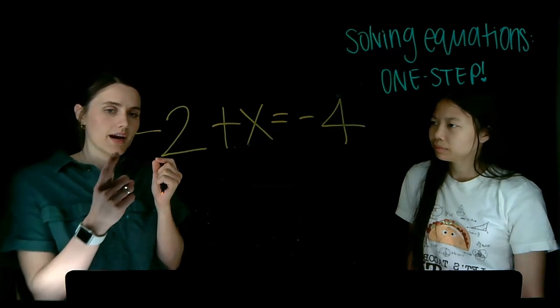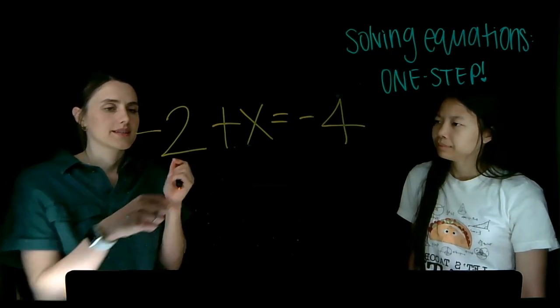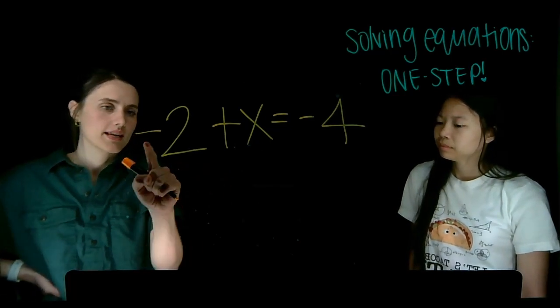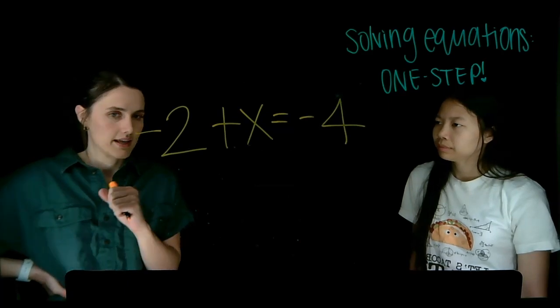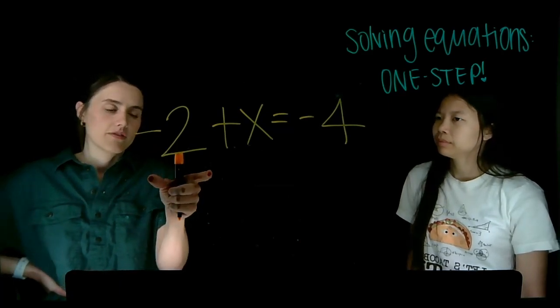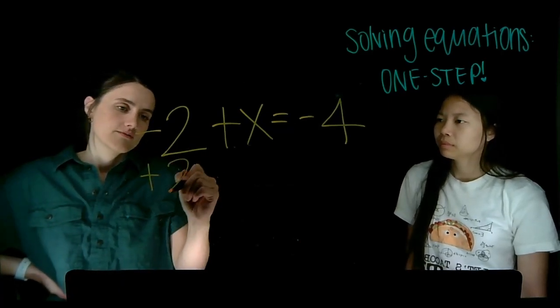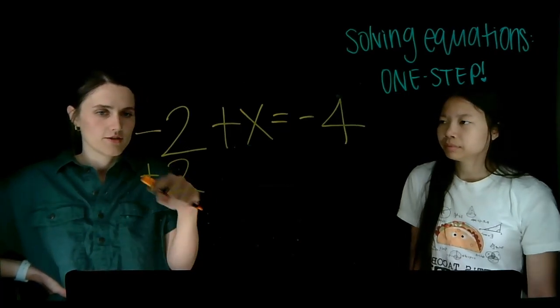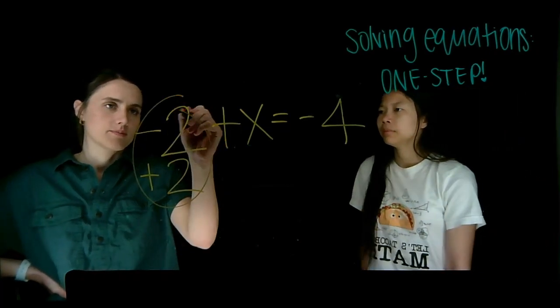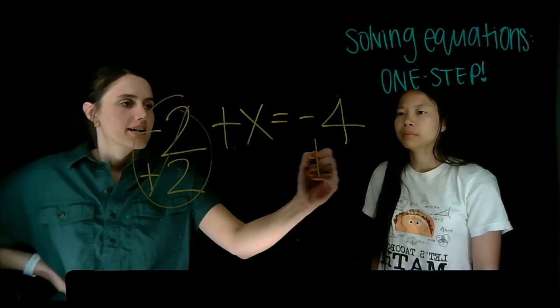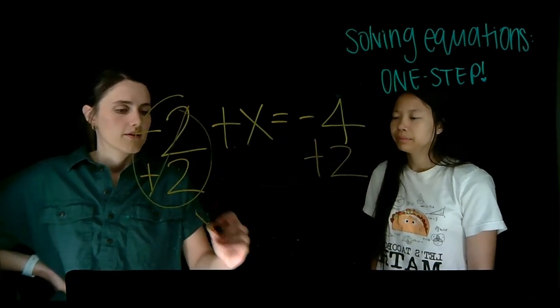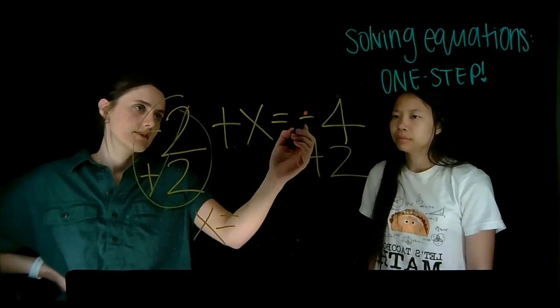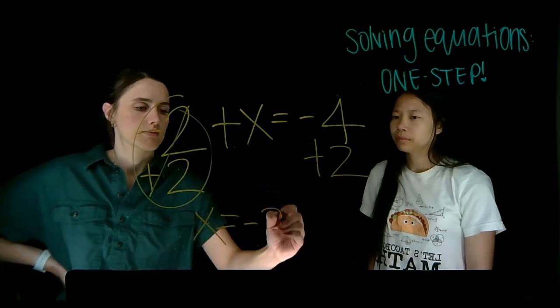So because we have a minus 2 this time, instead of subtracting 2, because if we did negative 2 minus 2, that's not going to get us to 0. So to make 0 on this side, we need to add 2. So we have to do the opposite of whatever it says here. So if we add 2 on this side, this will make this be 0, and then we have to add 2 over here. So now we're left with x equals negative 4 plus 2, which would be negative 2.